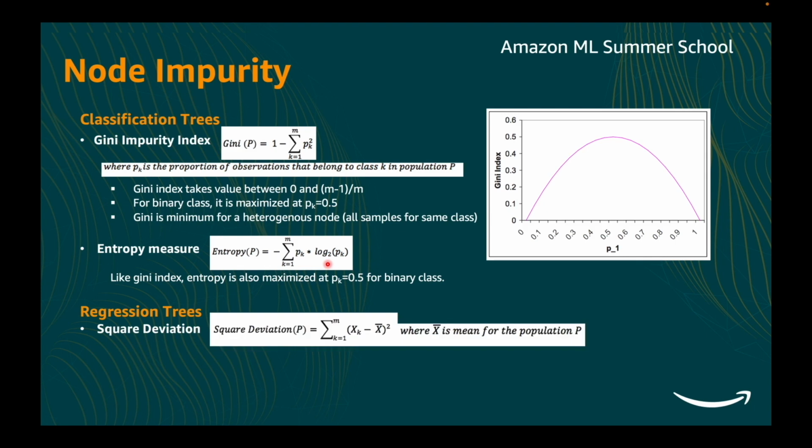For regression trees, you can use a square deviation, which is basically you take each value, you subtract the mean, you square it, and you calculate this. This is basically your mean squared error, right? And you do this for each node very similarly to how you calculate your Gini impurity.